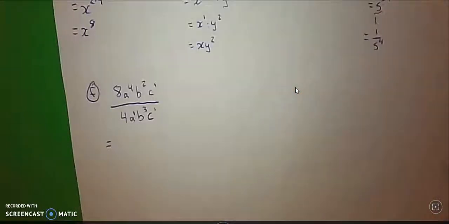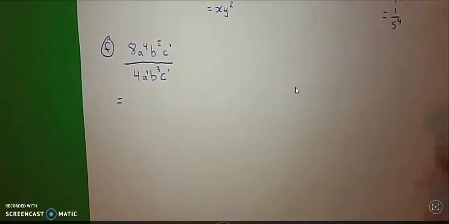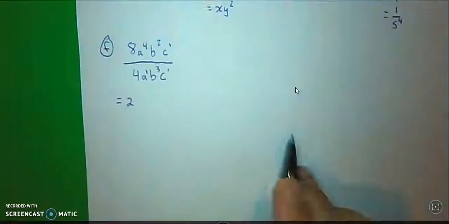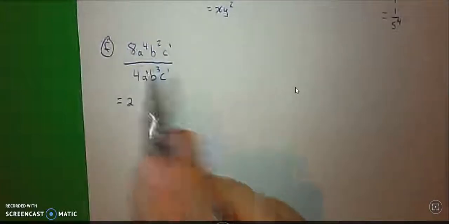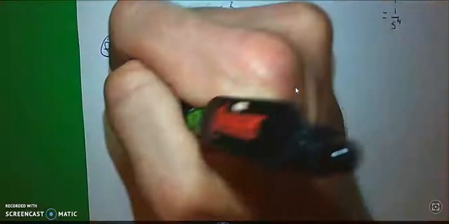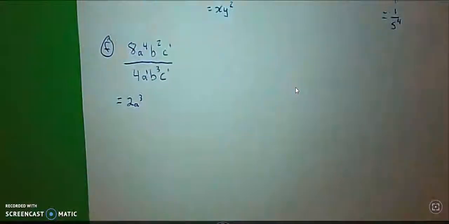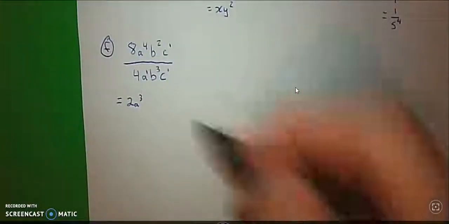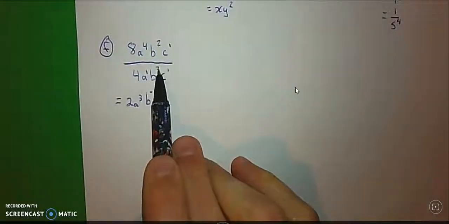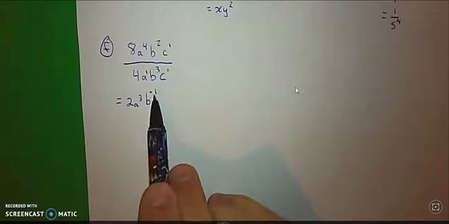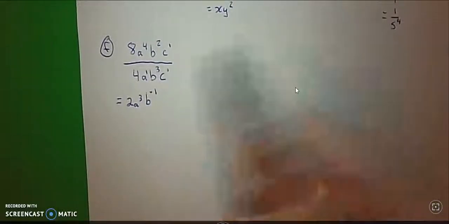This is going to be 8 divided by 4 to get started, which is 2. Then we have a to the 4 divided by a to the 1, so we subtract 4 minus 1 is 3, and so we rewrite a with an exponent of 3. Then we have b to the power of 2 divided by b to the power of 3, which is b to the power of 2 minus 3, which is negative 1. It's really important to remember the order of the subtraction matters a lot, because if we did 3 minus 2 and got positive 1, this answer would not be correct.